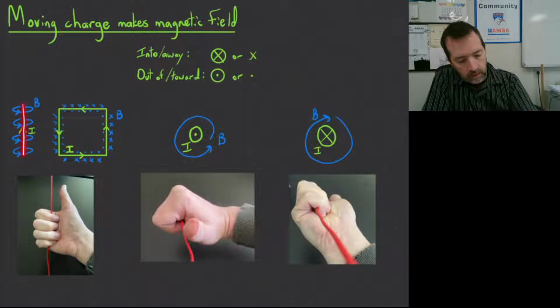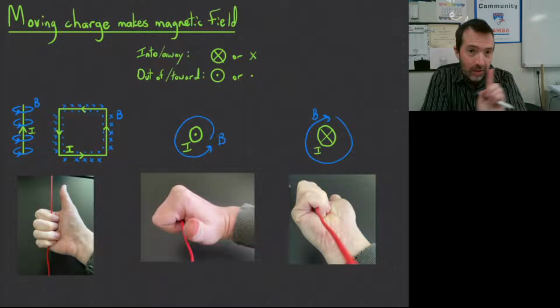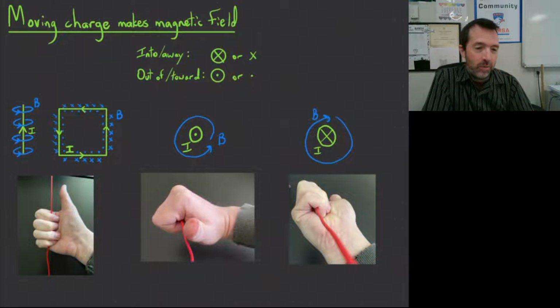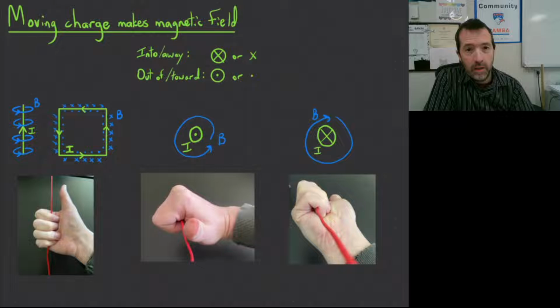This wire has the current going up, and so I've drawn the magnetic field lines circulating around the wire in that particular direction. Unlike electric fields, remember that magnetic fields always have to form a closed loop. They don't have a starting and ending point.